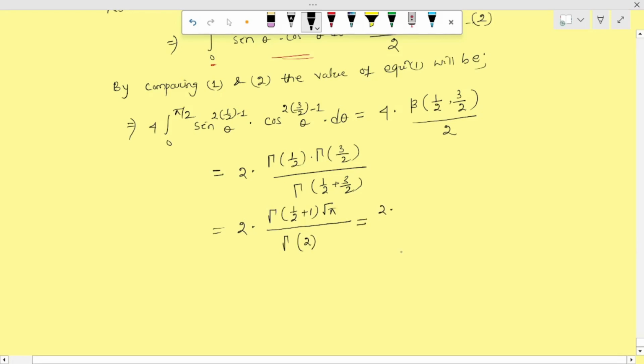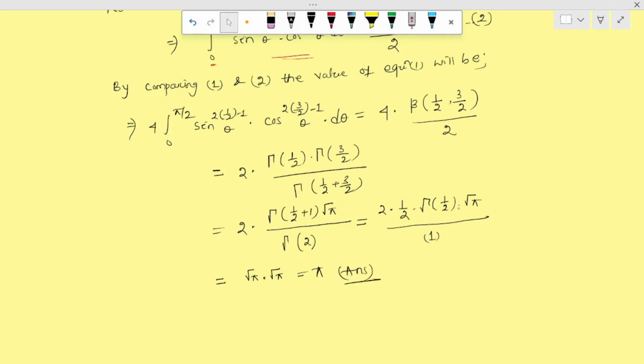2 into here, if I use the first property of gamma function, gamma n plus 1 is nothing but n gamma n. So this will be half into gamma half into root pi by gamma 2, which is nothing but 1 factorial, 1. Finally, we found the answer. How much here? 2 got cancelled, and here gamma half is root pi. So root pi into root pi equal to pi is our final answer.